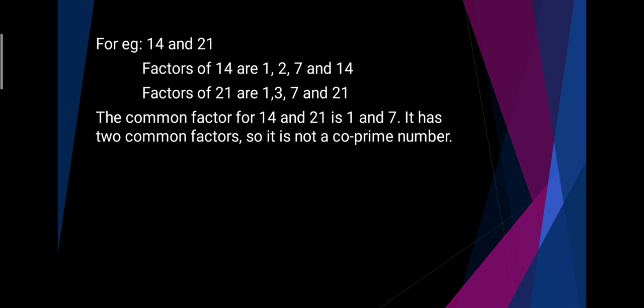For example, 14 and 21. The factors of number 14 are 1, 2, 7 and 14. The factors of number 21 are 1, 3, 7 and 21. Here the common factors of number 14 and 21 are 1 and 7. So there are two common factors. Therefore, they are not co-prime numbers.